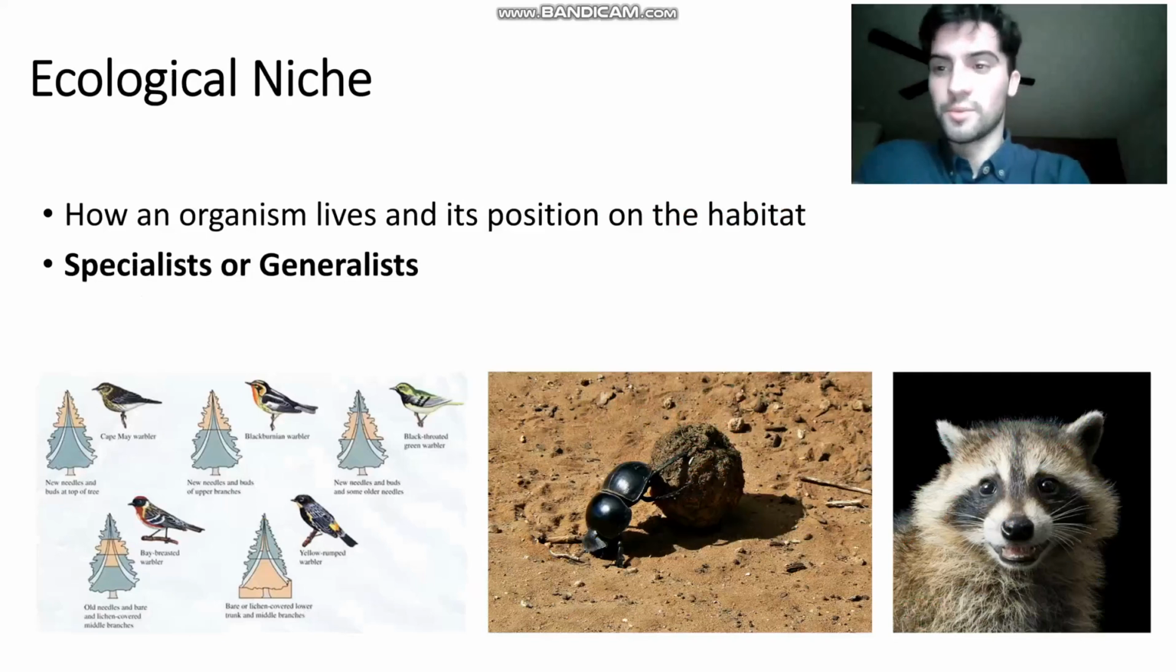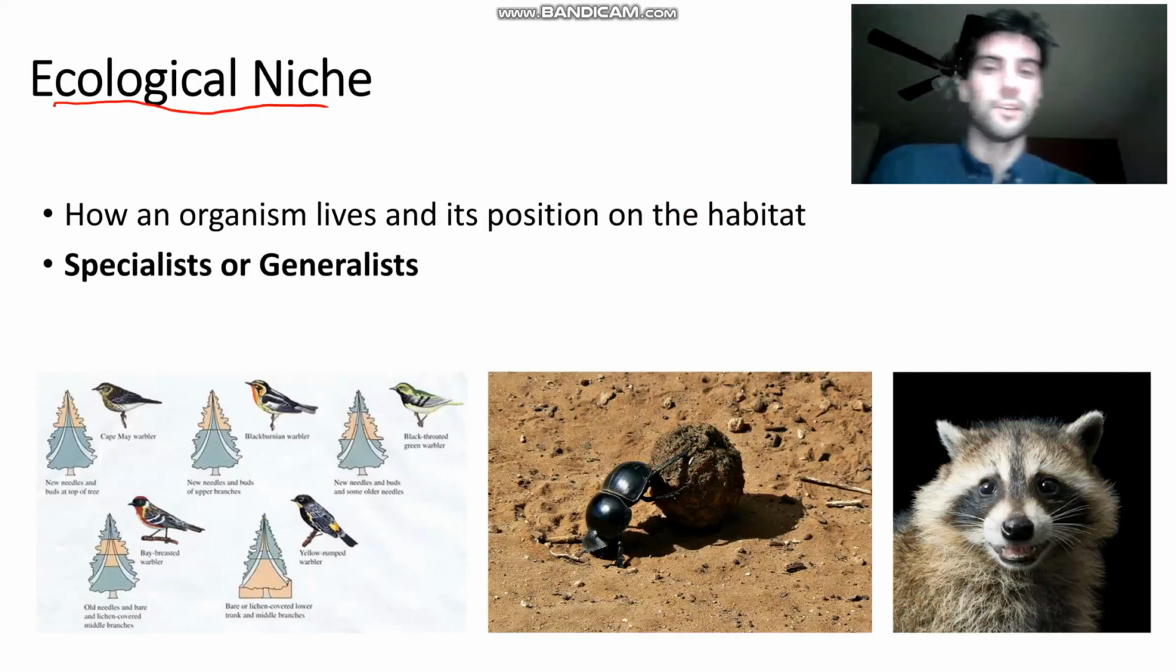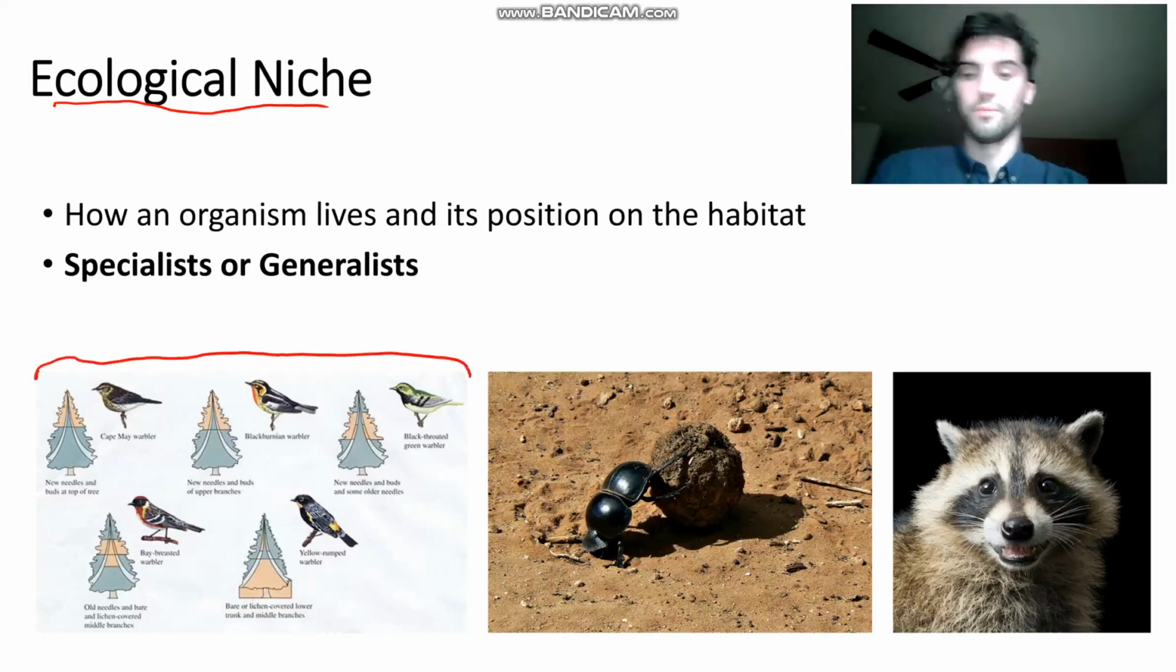So now let's explore the ecological niche and what it means. So basically it's how an organism is living in its habitat and what position and role it occupies. So we saw in the previous exercise from last lab that we have specialists that will basically just be able to feed on a single resource. For example, we have the dung beetle, which specializes in eating dung, right? So that's its main source.